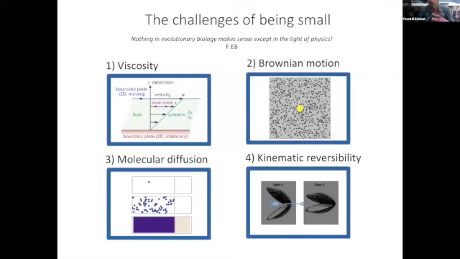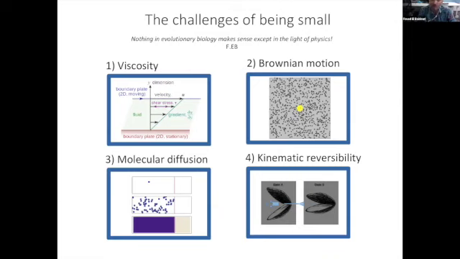So they combine both. Even if Dobzhansky said nothing in biology makes sense except in the light of evolution, I like to say that nothing in evolutionary biology makes sense except in the light of physics, and I'll tell you why. Because when you come to the physics of microbes, the world that they experience is completely counterintuitive compared to what we live in.